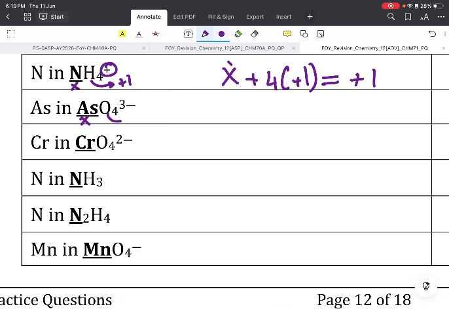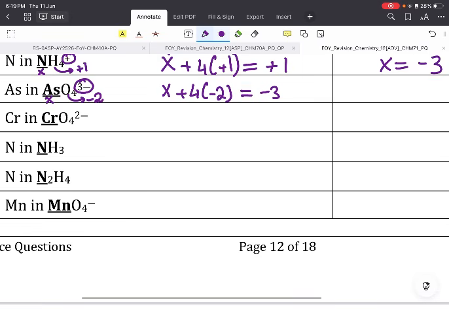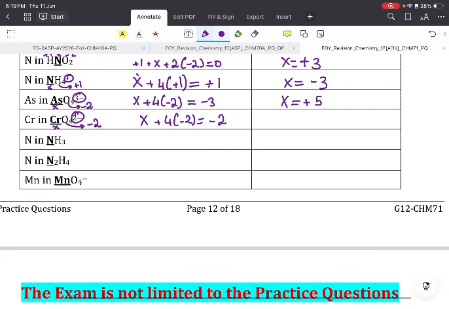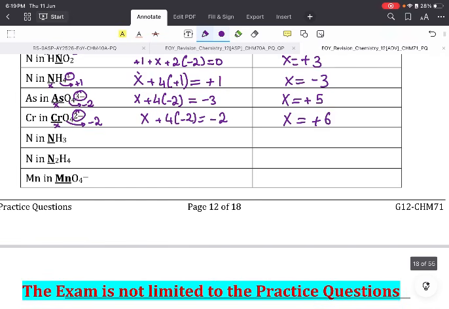AsO4 3-. So this is x and oxygen is -2. So x plus 4 oxygens, each one is -2, equal to -3. Solving this, x would be plus 5. Cr is unknown to us, oxygen is -2, so x plus 4 oxygens, each one is -2, and the answer is -2. Solving this, we will get x as plus 6.